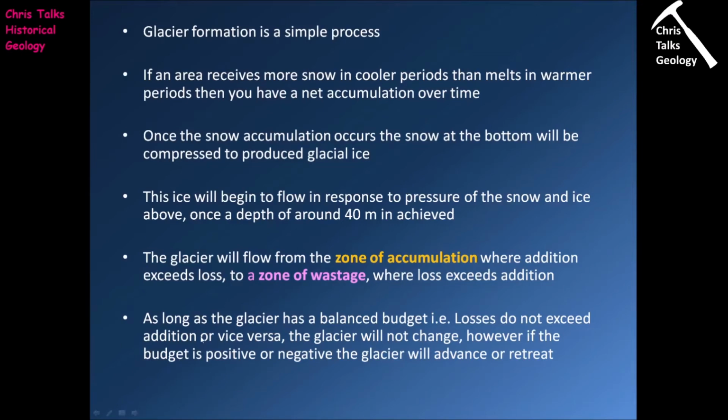Now, as long as the glacier has a balanced budget, so the losses do not exceed the addition or vice versa, the glacier won't actually change in size. It will essentially be in equilibrium. Now, if there is some kind of change, such as conditions get warmer, and so we start to melt more of the glacial ice, we'll see the glaciers retreat. If conditions get colder, so we get more ice and snow being added to the glacier, it will advance.